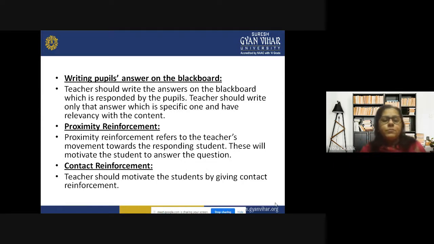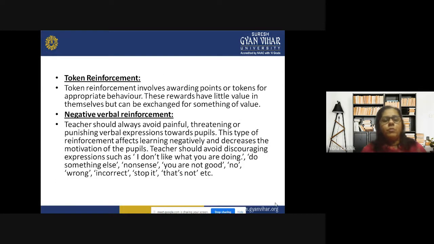Contact reinforcement. The teacher should motivate the student by giving contact reinforcement to the learners. Token reinforcement. Token reinforcement involves awarding points or tokens for appropriate behavior. The teacher can award students some points or give some tokens to the students for the appropriate behavior which they have shown in the classroom. The rewards have little value in themselves but can be exchanged for something of value.